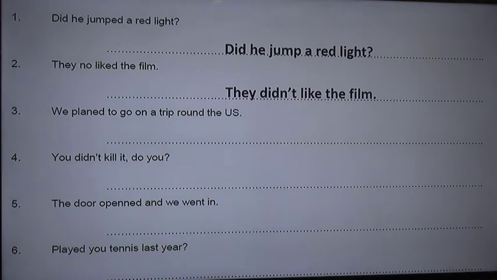Number three. We plan to go on a trip around the USA, or United States of America. We planned. Here we have a spelling mistake. Yes, it's we planned with double N. So we planned to go on a trip around the US.